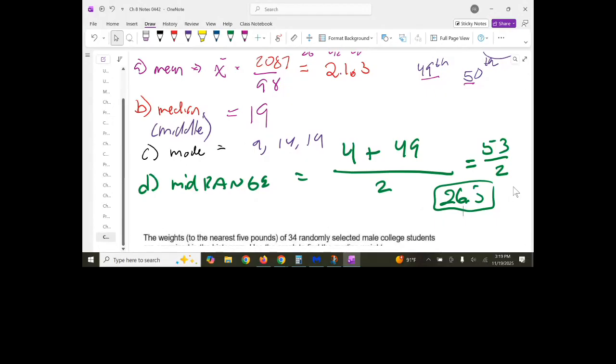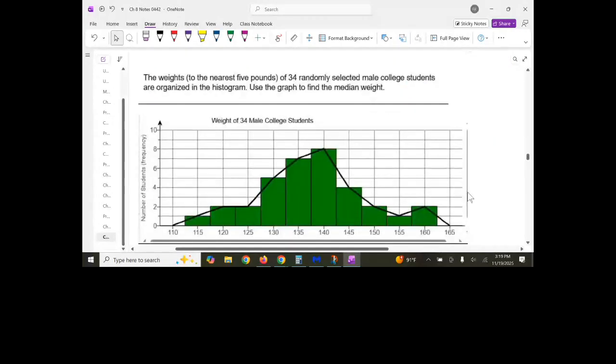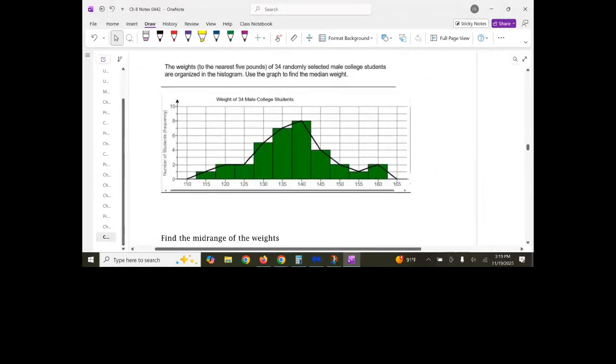All right. So look, let's see if we can find the same thing with this next problem here. I'm going to zoom out just a little bit so I can see what's going on. This question is asking, what is the mid-range of the weights? If we're looking for the mid-range of the weights, we're looking for, again, the smallest number plus the biggest number divided by 2.